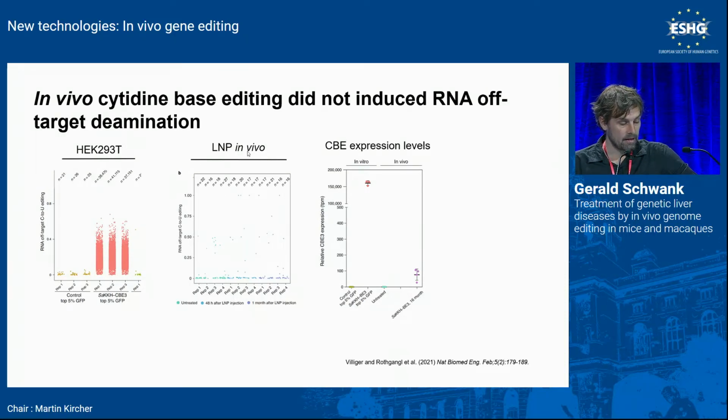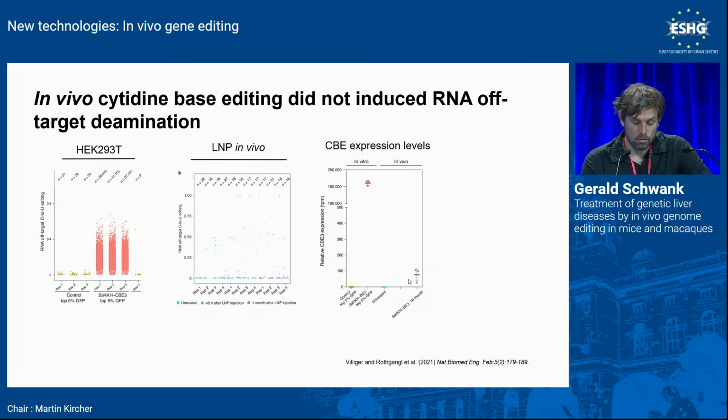However, when we then analyzed our treated animals directly after the lipid nanoparticle delivery or a month later, we hardly saw any off-target deamination, which was initially a surprise. It became clear when we looked at the expression levels of the base editor. When you do the experiment in HEK cells, where you just transfect a plasmid that expresses the editor, it's 150,000 reads per million reads, so 15% of the whole transcriptome in this experiment was the base editor, and here it's only about 100 reads per million if we do it in vivo.